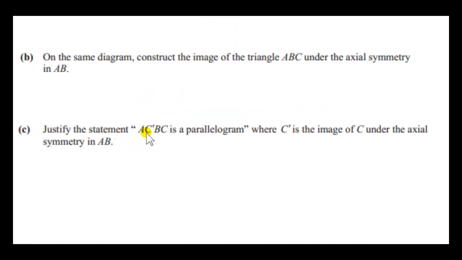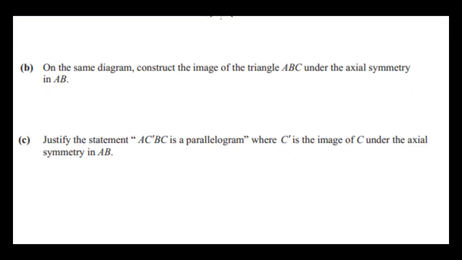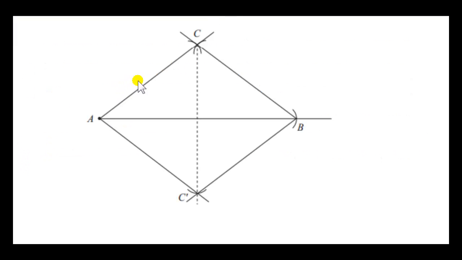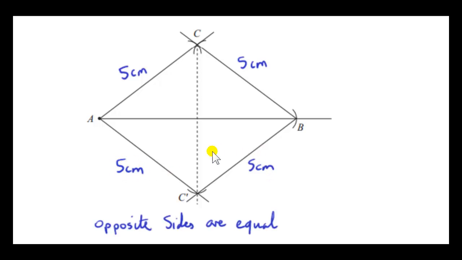Justify the statement AC prime BC is a parallelogram, where C prime is the image of C under the axial symmetry in the line AB. Okay, so how do we prove that this quadrilateral is a parallelogram? Well, we have the lengths of the sides. In any quadrilateral, if the opposite sides are equal, then the quadrilateral is a parallelogram.